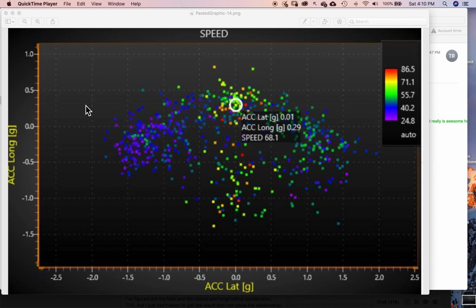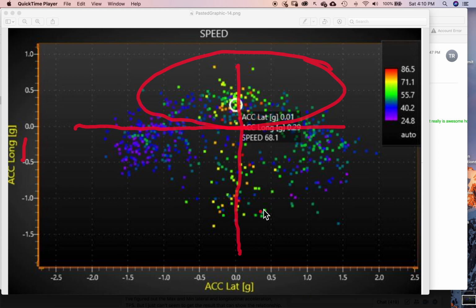I'm going to show you a little bit about the friction circle and some basics. We obviously know here our long G axis and our lat G axis. And we already know that this is acceleration and that this is braking.